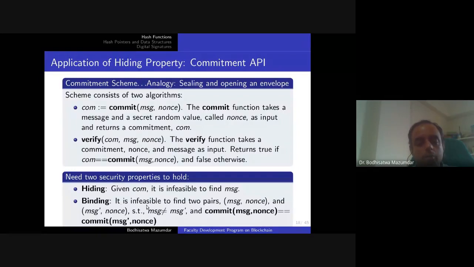That means it is infeasible to find two message pairs, the 10 rupees note and the glue, and the 20 rupees note and the glue, such that when these two notes are different, the envelope seems to be the same. So this commit should not give the same output for two different messages. You should not be able to find two different message values for which the commit function gives the same output. This is called the binding property.